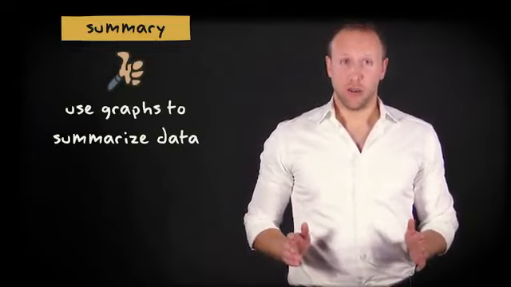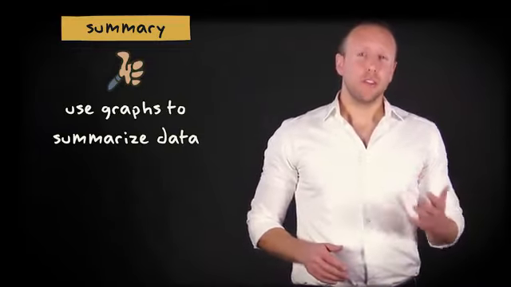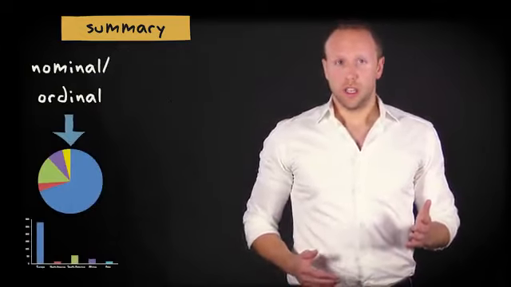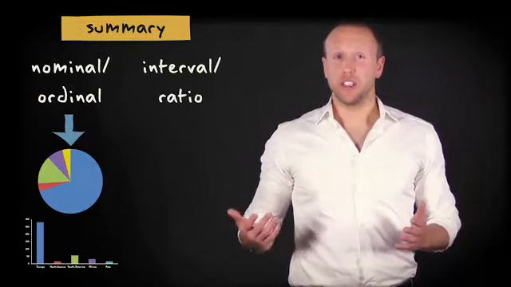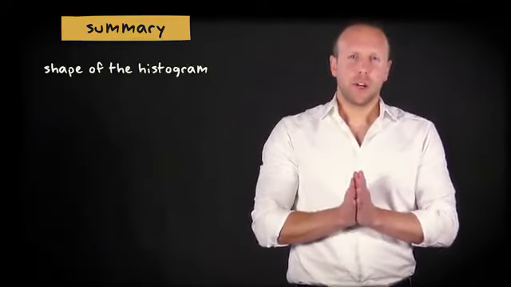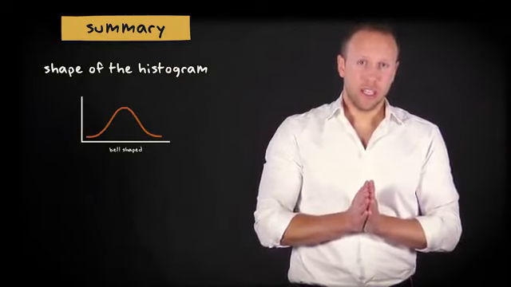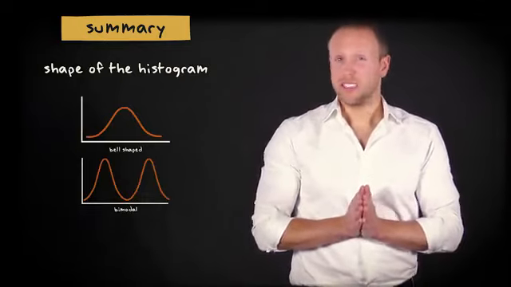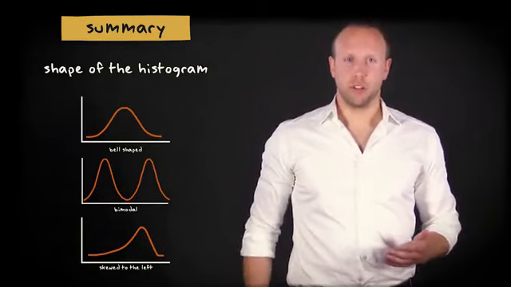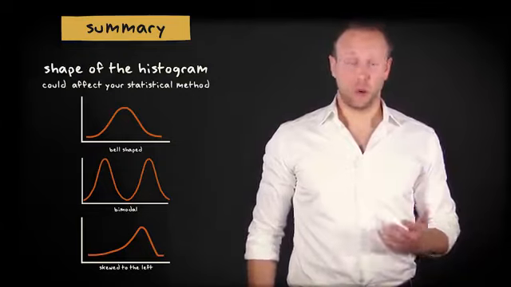Okay, the most important lesson to take home from this video is that it's always a good idea to summarize your data by means of graphs. If you're dealing with nominal or ordinal variables, you should make a pie chart or a bar graph. And if your variable of interest is an interval ratio variable, you should make a histogram. And never forget to look at the shape of your variable. Is it bell-shaped and symmetric? Is it unimodal or bimodal? Is the distribution skewed? Assessing the shape of a distribution is of essential importance because it could affect the statistical methods you are going to employ later on.